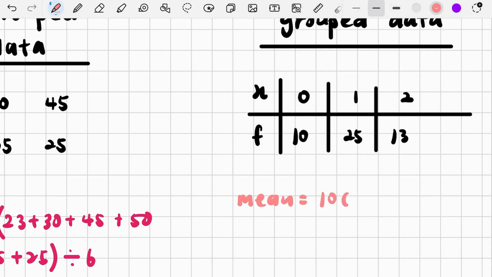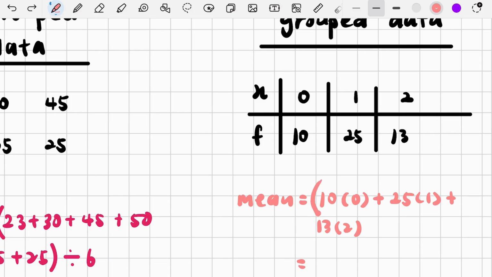There's 10 people. Let's say these are marks. So 10 people score 0, 25 people score 1, 13 people score 2. So I'm just going to press my calculator for that. Okay, 10 times 0 is 0, right? 25, and then, so my mean, oops, I forgot to divide by the number of people.